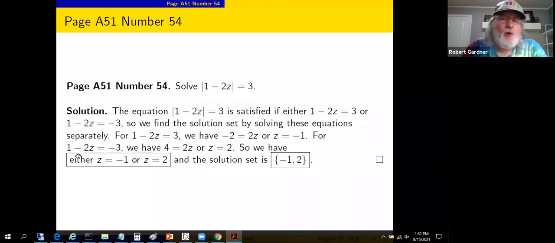The other equation, 1 minus 2z equals negative 3. Same idea. Let's take the 2z to the right-hand side where it becomes a positive 2z. Let's take the negative 3 to the left-hand side where it becomes a positive 3. 1 plus 3 is 4, and 2z is on the right-hand side. Divide by 2. We get z equals 2. So we've got two solutions: either z equals negative 1 or z equals 2. And so the solution set for the first time consists of more than one thing. It's the set consisting of negative 1 and 2.